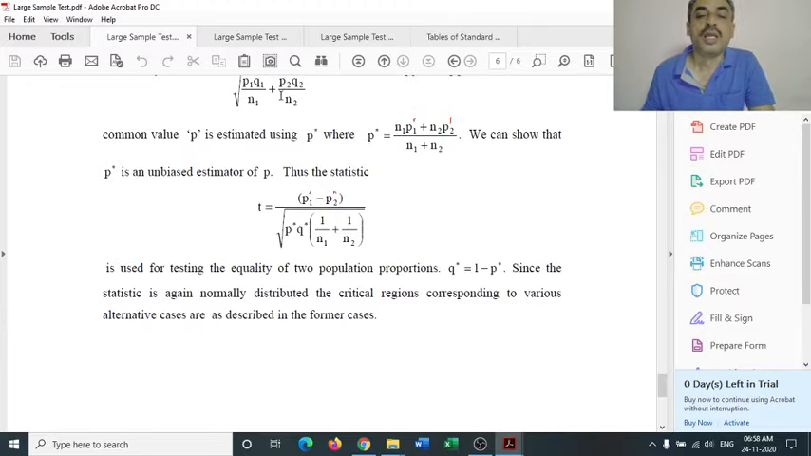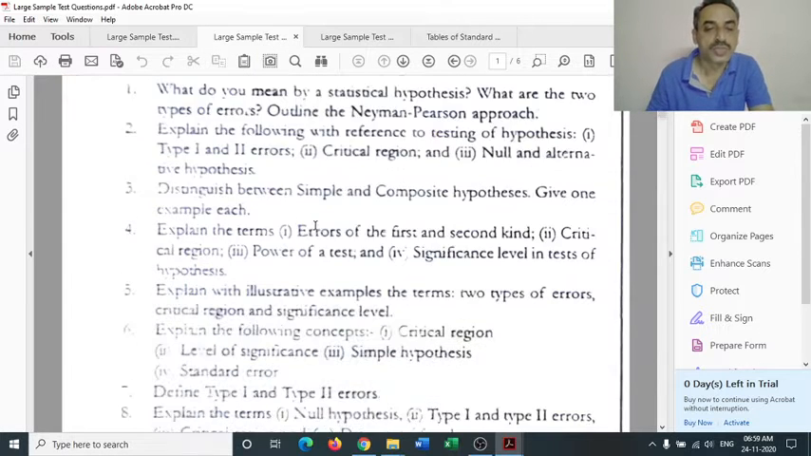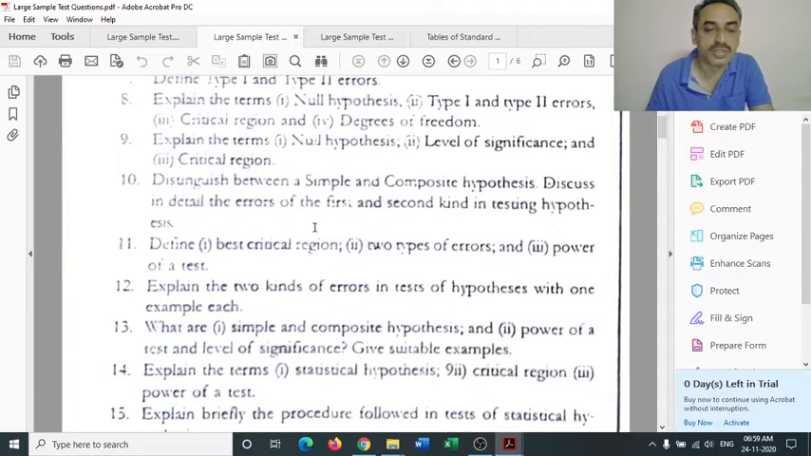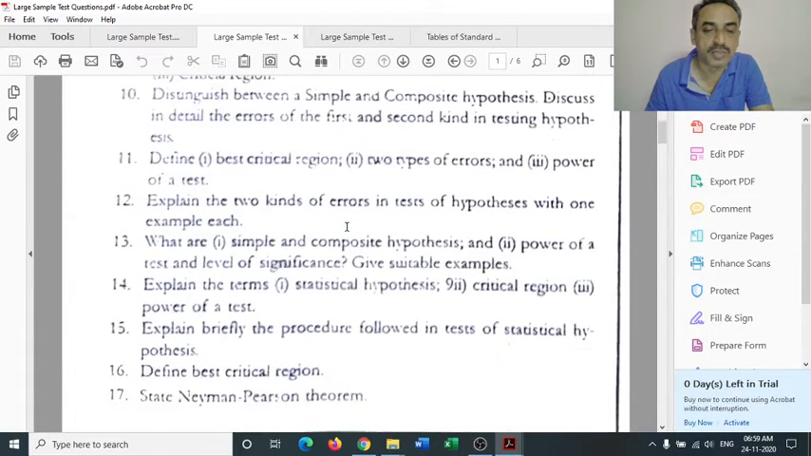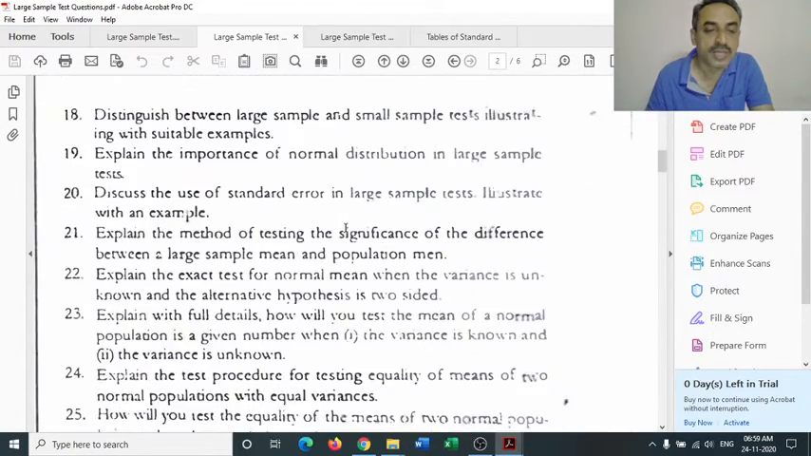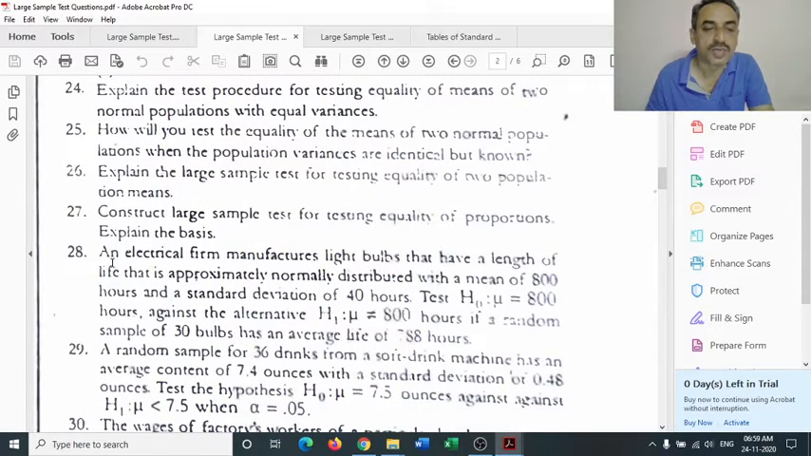Again, note that this statistic also follows a normal distribution, so there is no difference in the construction of various critical regions. Now, after refreshing all the four types of test under the title large sample test, we can come to the various questions. The first few questions are simply related to the terminology and some other principles of testing. We can come to the numerical questions from 28 onwards.